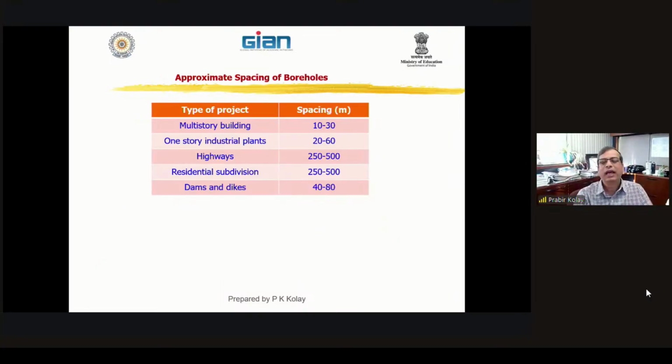Then the approximate spacing of the boreholes. What should be the spacing between one borehole and another? Depending on the project, you need to use different borehole spacing. So if you see the multi-story buildings, again, these are the guidelines: multi-story buildings, 10 to 30 meters. Dams and dikes, obviously, is 40 to 80. Residential subdivisions, highways is 200 to 500 meters. So these are the spacings of individual boreholes.